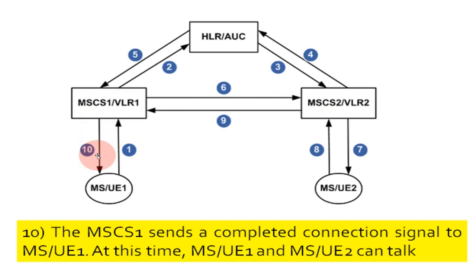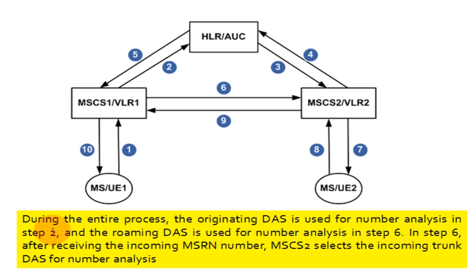Then in step 10 now, what do we have? MSC1 now will send a connection complete signal to MS1. At this time, both MS1 and MS2 can communicate freely and efficiently. So in the next step, what do we have?